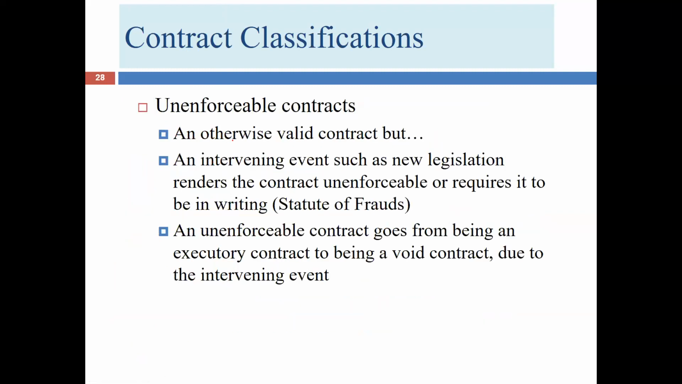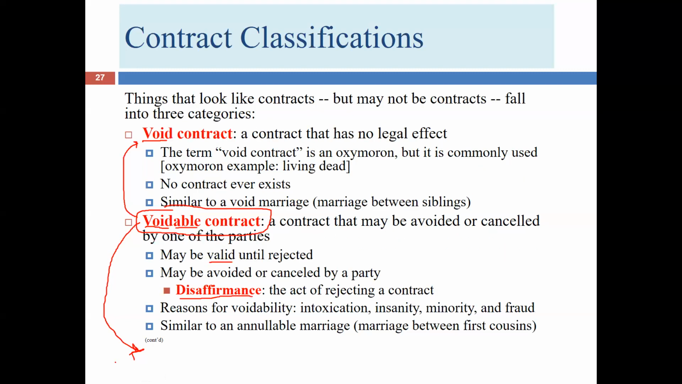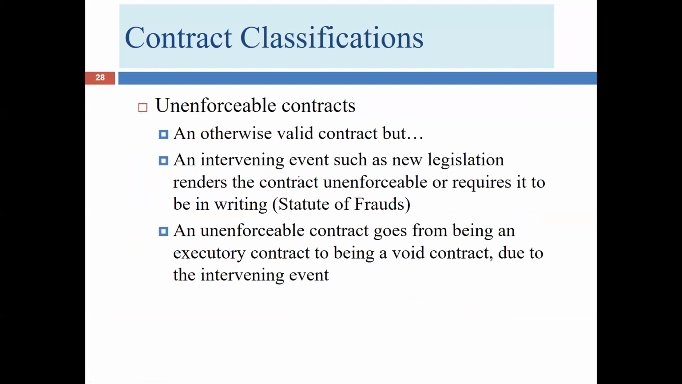Then we have the category of unenforceable contracts. This is a subcategory of void contracts. This is when you have something that seems to be really a valid contract. It has all of the elements, but something happens that turns it from valid to void.